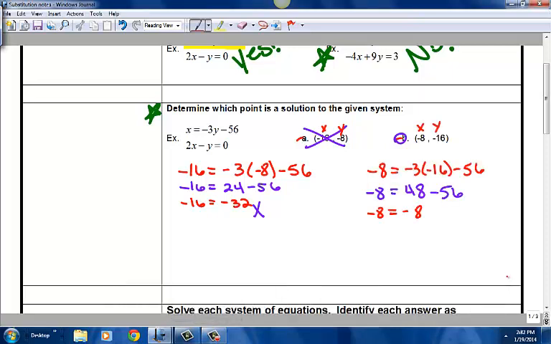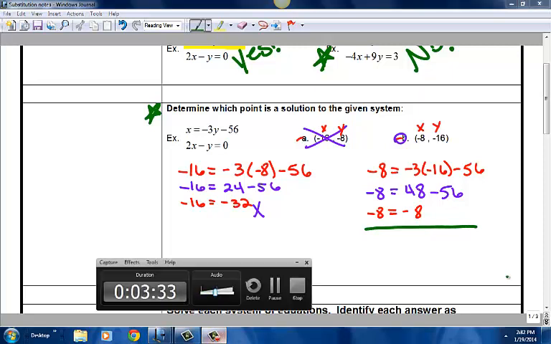Okay, so I plugged in this point, and I got negative 8 equals negative 8. So far, so good. But before I can say that this is actually an answer, I'm going to have to go ahead and double check the second equation, 2x minus y equals 0. If that one works as well, then I'm good to go.